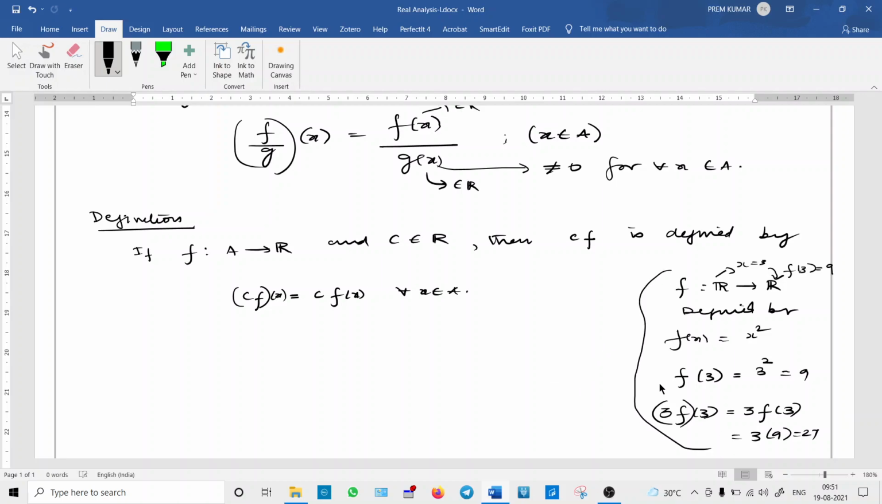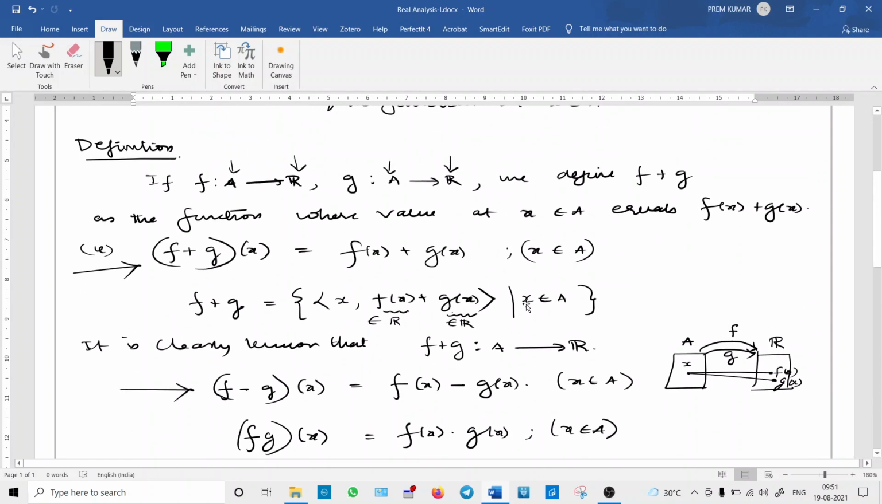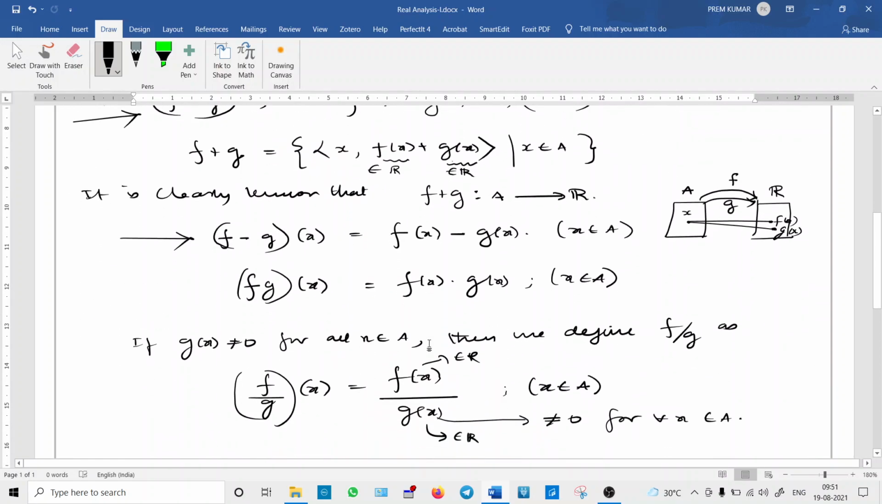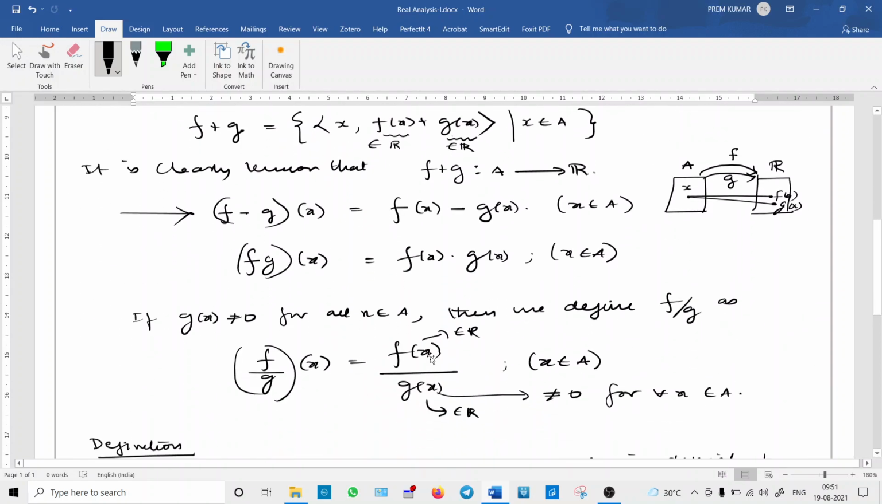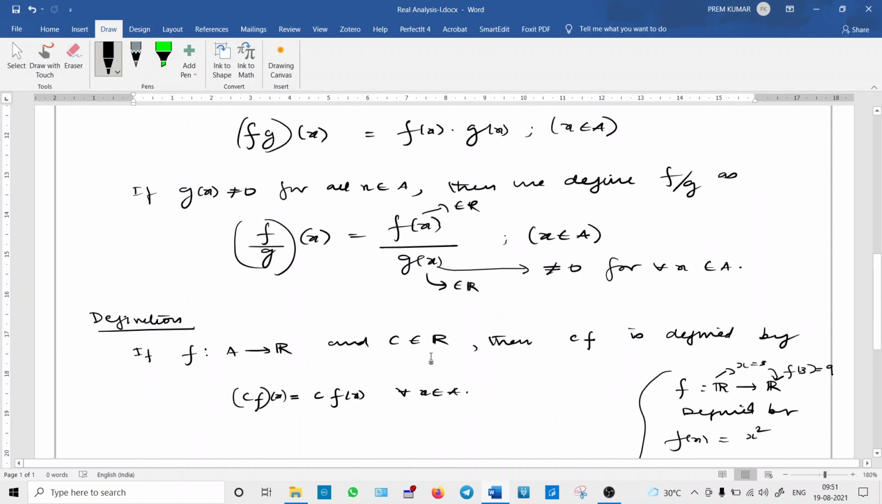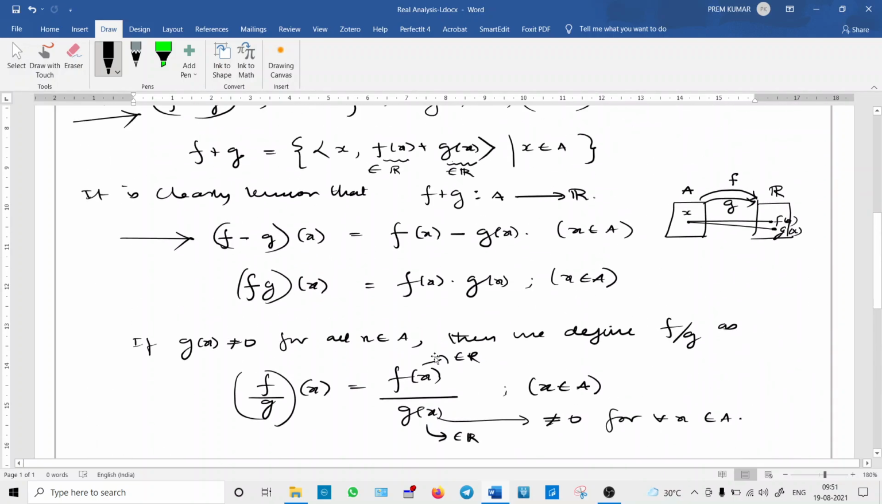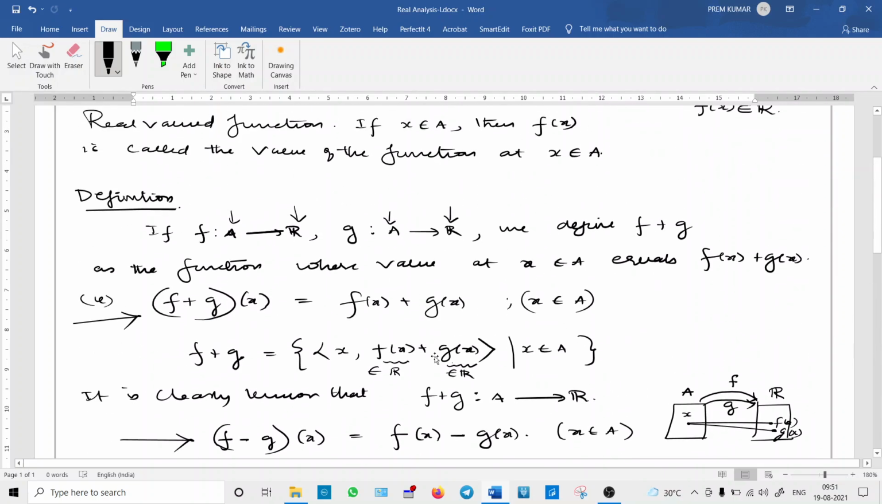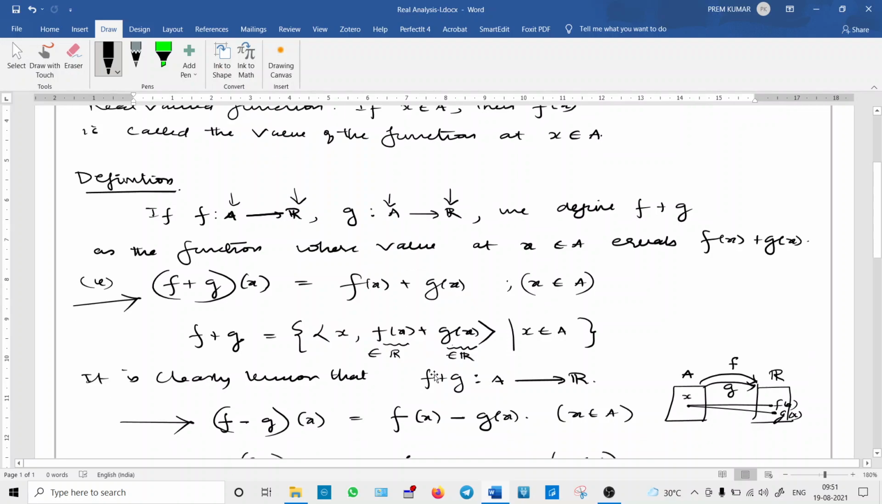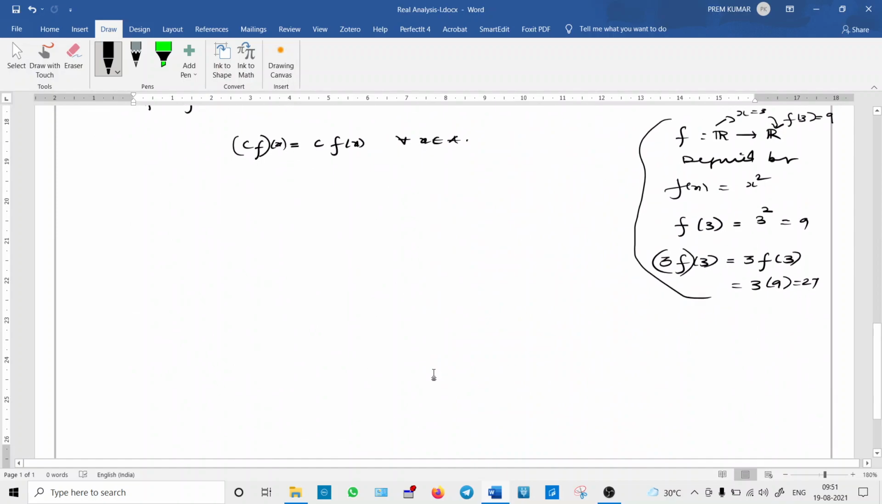Like this, you can think about how to find the difference. Everything you can perform. You can take two different functions. You can add two functions, subtract two functions, find the product and the quotient. But very important, both functions must have the same domain, and the codomain must be the set of all real numbers. That you have to keep in mind.